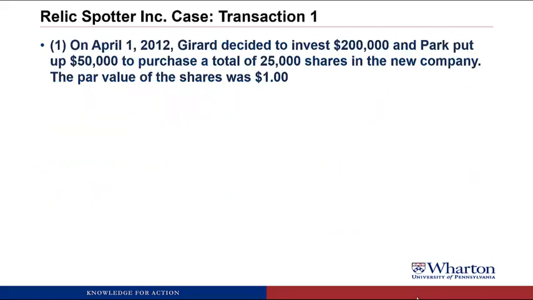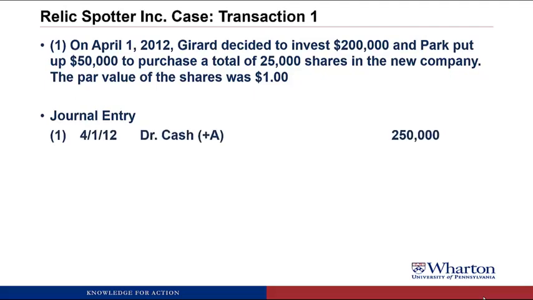First transaction. On April 1st, 2012, Gerard decided to invest $200,000 and Park put up $50,000 to purchase a total of 25,000 shares in the new company. The par value of the shares was $1. In this transaction, we're receiving $250,000 of cash for issuing equity. Cash is increasing by $250,000. Cash is an asset. We increase assets through debits, so we're going to debit cash for $250,000 to increase this asset. We also have a $250,000 increase in contributed capital, which is stockholders' equity.